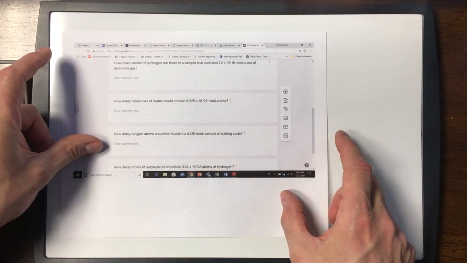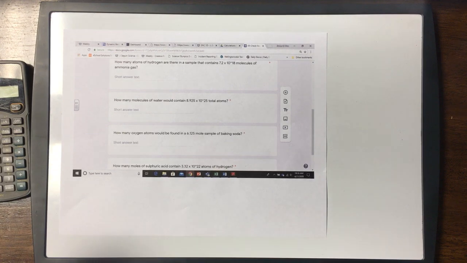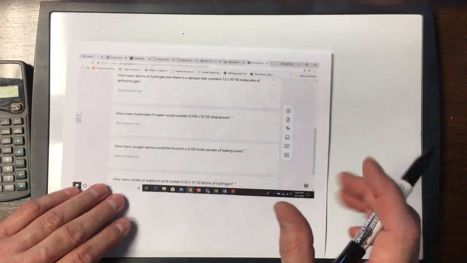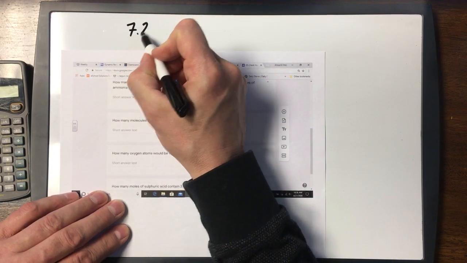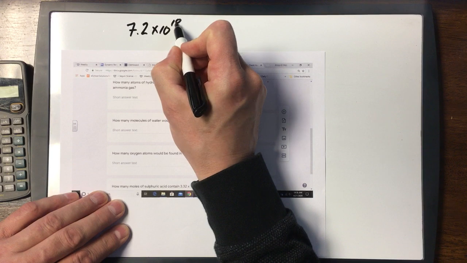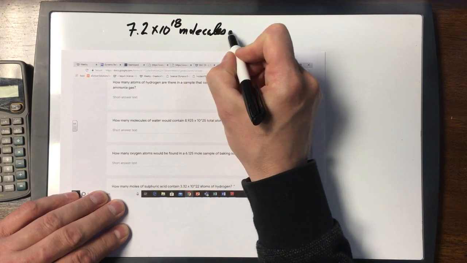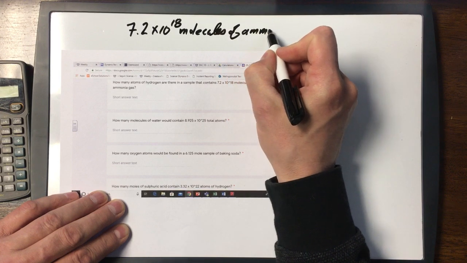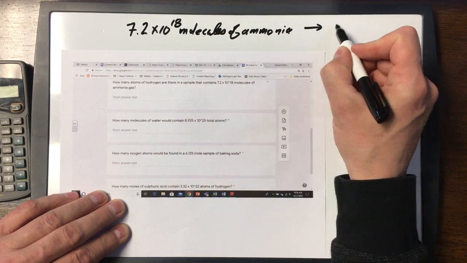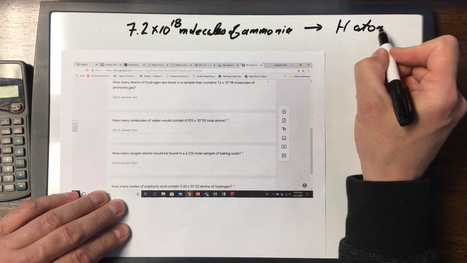So here are the four questions from the quiz. The first one says, how many atoms of hydrogen are there in a sample containing 7.2 times 10 to the 18 molecules of ammonia gas? So I'm just going to translate that over to here. 7.2 times 10 to the power of 18 molecules of ammonia. And I want to go to hydrogen atoms.